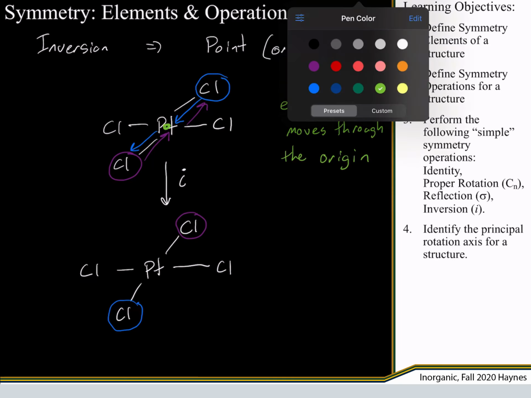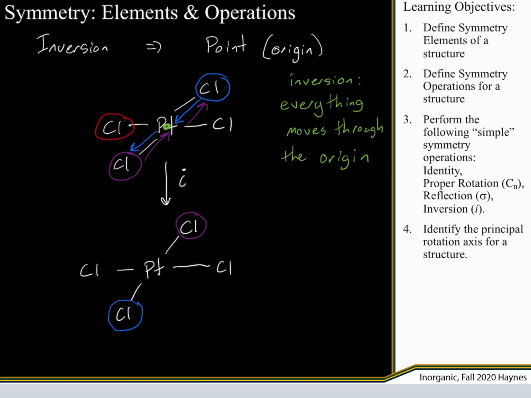Every single one of our atoms does this same process, through the origin and out the other side. So this structure does in fact contain an inversion center, because this operation exists. All of our atoms can move through the origin and out the other side an equal distance and end up with a structure that is indistinguishable from where we began.